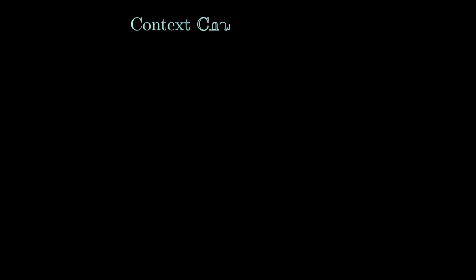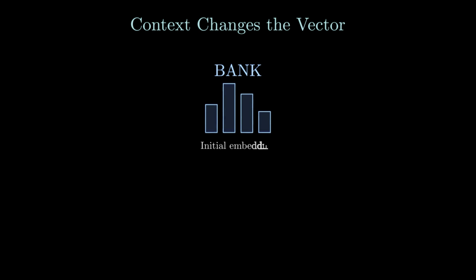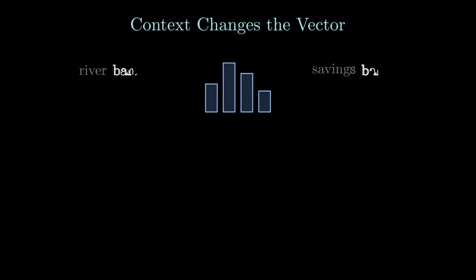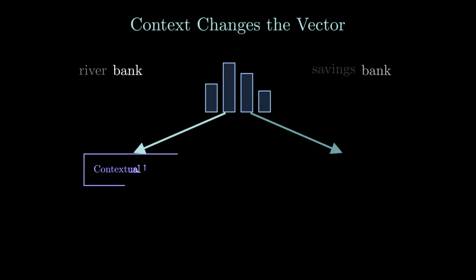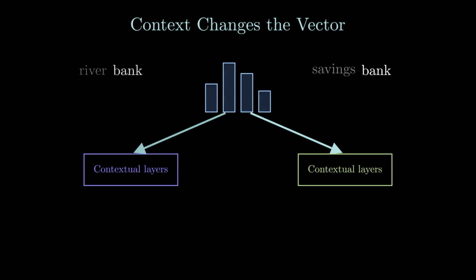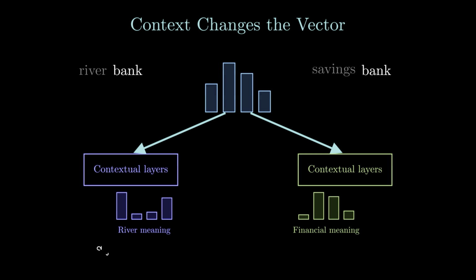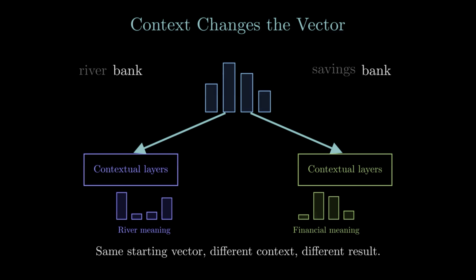But this initial embedding is only the starting point. The meaning becomes clearer once the model sees the surrounding words. Take the word bank. In riverbank, the context pushes its vector towards the meaning of land beside a river. In savings bank, the same starting vector moves towards a financial meaning. Same word, same initial embedding, but different context creates a different result.